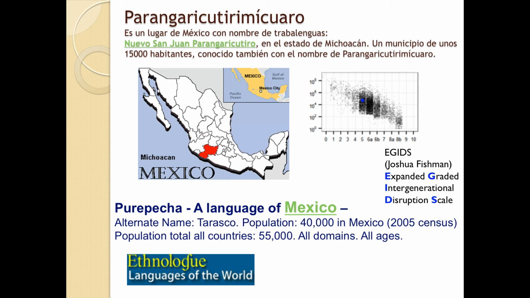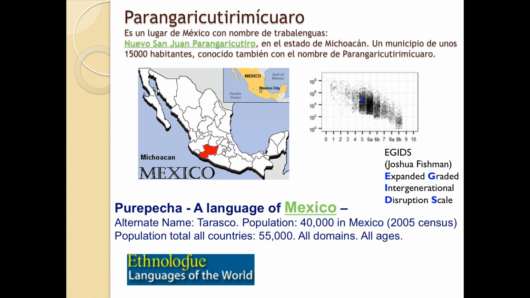So Purepecha is a language of Mexico, and again, I have this information from Ethnologue. They figure about 55,000 speakers, which is not bad, but of course not all that great. Please look at the dot for Purepecha in the language cloud. So 55,000 speakers, and still it is among the stronger languages, which gives you an idea about how terribly endangered the majority of languages in the world are today.